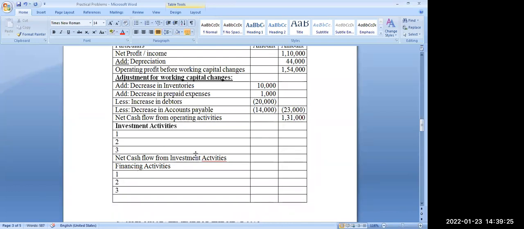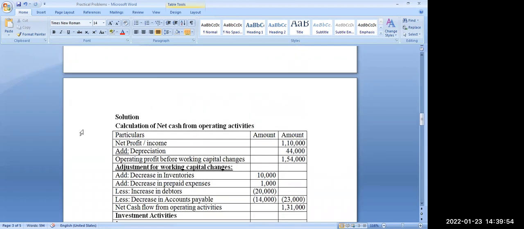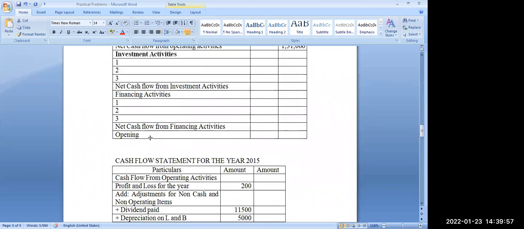The net of this will be brought here. It will be the inflow or outflow. You have to be very clear about the minus and plus. Net cash flow from financing activity. Now you can bring the opening balance of cash. If you did not bring this opening balance first, you can bring it here also, no problem. Opening balance of cash.